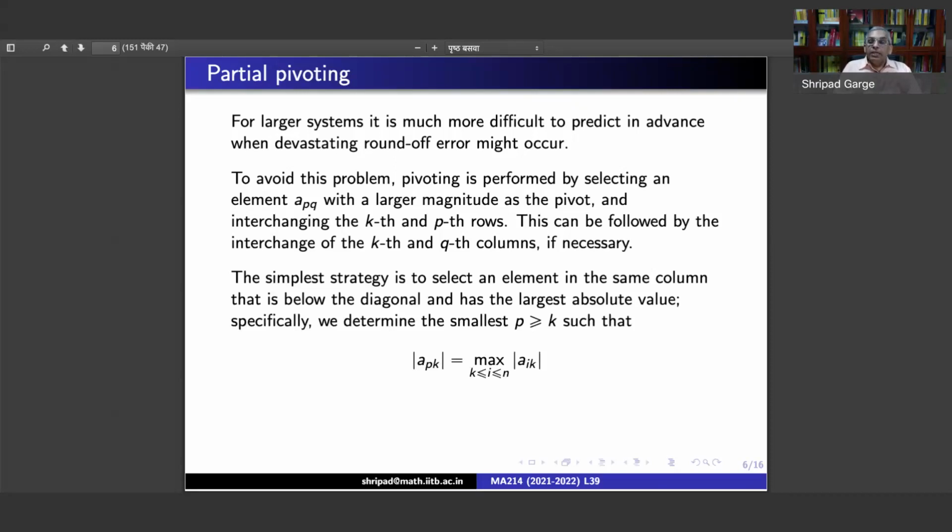Specifically, we determine the P bigger or equal to K, the smallest P, such that the APK is the maximum for AIK, where I runs from K to N. Then you perform the operation EK changing to EP. This is what we do. And now there is, of course, no interchange of columns needed.